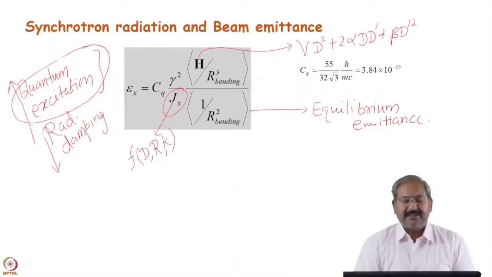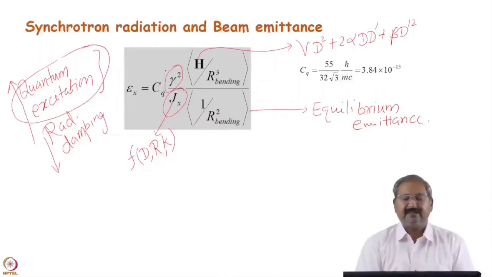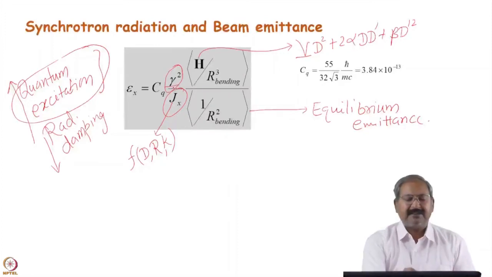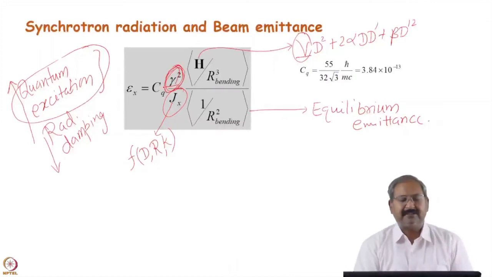Now you can see, without going into the detail of this formula, see only some dependence. You can see that emittance depends on gamma squared. And gamma squared emittance means, as you increase the energy of the machine, emittance increases. As you increase the gamma, this gamma and this gamma is different. This gamma is the relativistic gamma factor and this gamma is the Twiss parameter. So keep it in mind. I am talking about this gamma, means relativistic factor. So if you increase the energy, gamma increases and emittance increases.